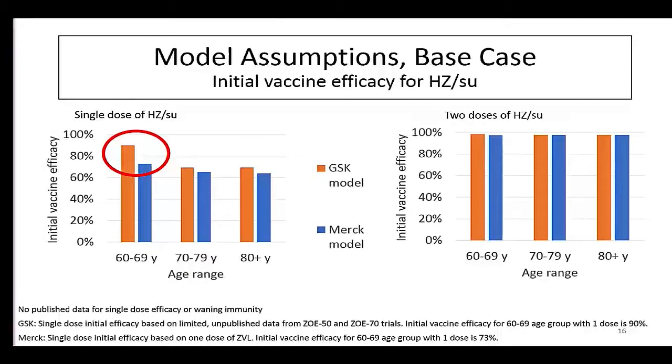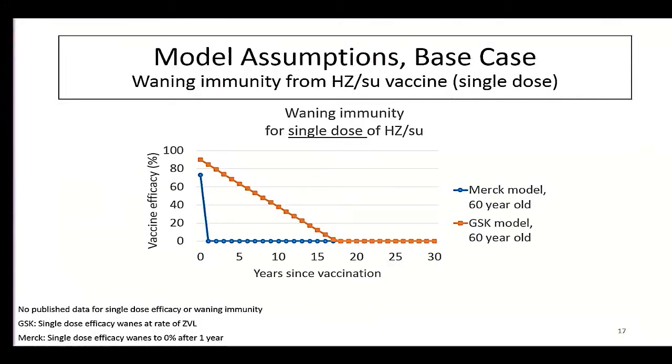This is the initial vaccine efficacy from both models for a single dose and 2 doses of the subunit vaccine. We've got initial vaccine efficacy on the y-axis and age groups on the x-axis. The circle in red is the difference between the two models. The GSK model assumes a single dose of the subunit vaccine confers 90% vaccine efficacy initially, and the Merck model assumes it was 73%. Contrast that difference with how similar they are in the 2-dose assumption.